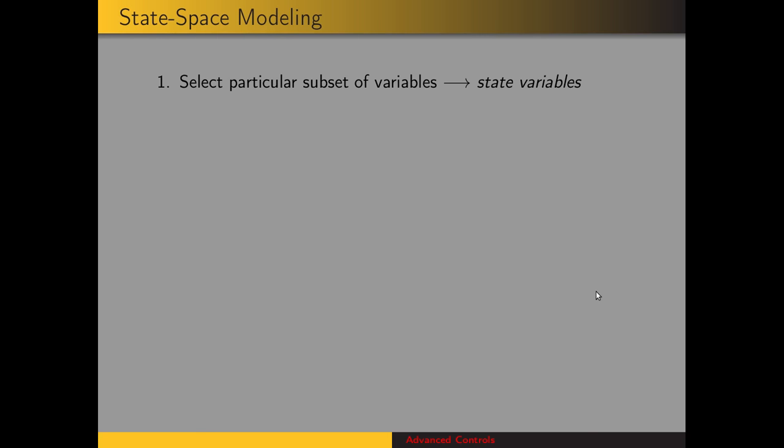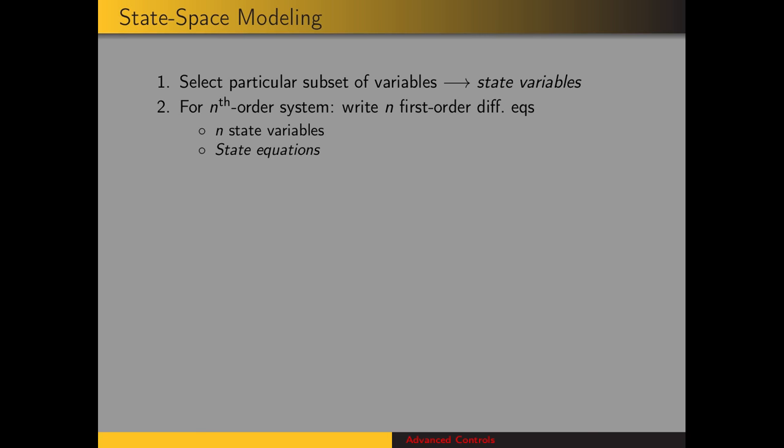The two examples in this video will cover these 5 steps for modeling the system. First, we're going to select a particular subset of the system variables, and this subset constitutes the state variables. Then, once we have, in our examples, the equations of motion for an nth order system, we will rewrite this as n first order differential equations. For an nth order system, we require n state variables, and these equations are the state equations.